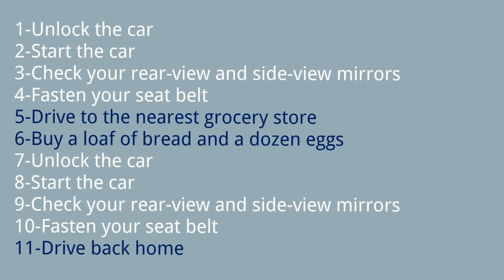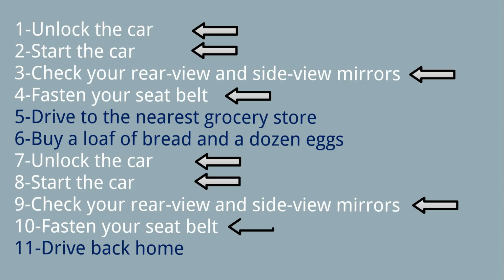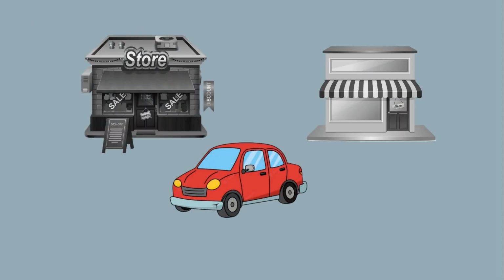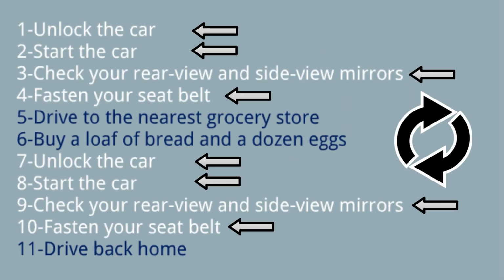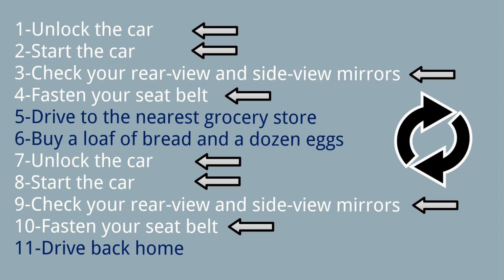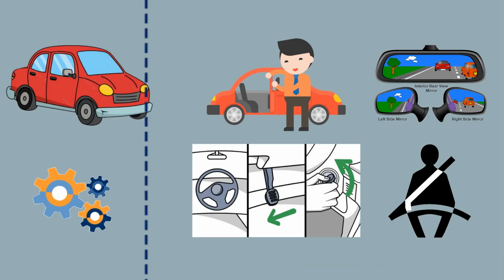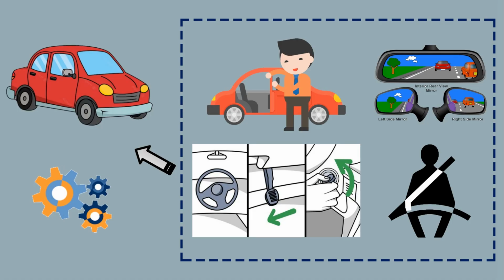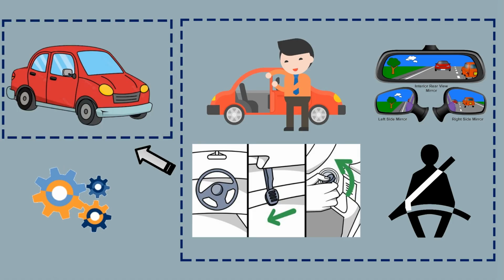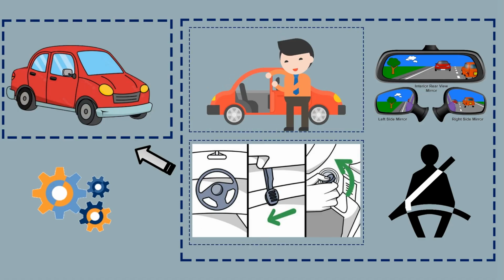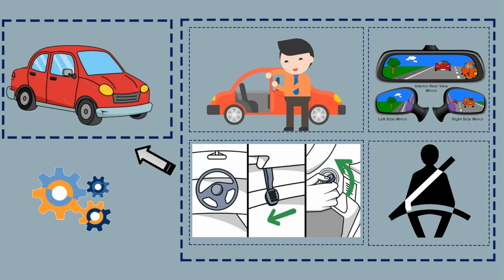Now, if you notice, actions 1, 2, 3, and 4 are similar to actions 7, 8, 9, and 10. Imagine if you have to stop off at another store as well, then you are repeating these steps again and again, which is, of course, not efficient. So, what we do is we define an object and its functions in something we call a class. So, it will be something like a class of an object, and the object will be the car. So, for example, we define car as an object and its class that will have functions of unlock the car, start the car, check your rear view and side view mirrors, fasten your seatbelt.